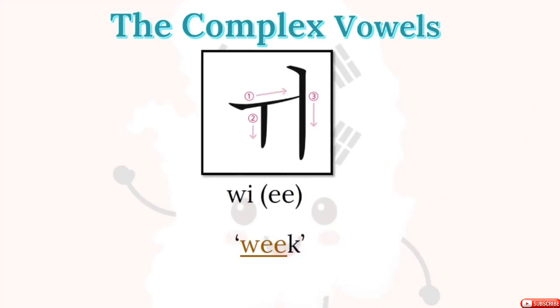And this is we. We. And it sounds like the word weak, but without the k sound. We. And yes, this is a combination of oo plus e. Becomes we.